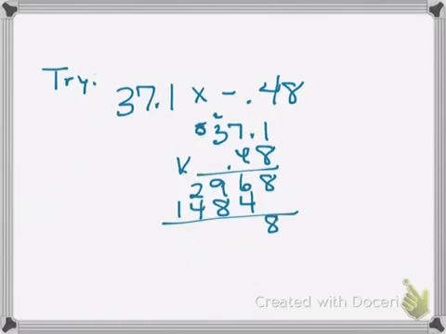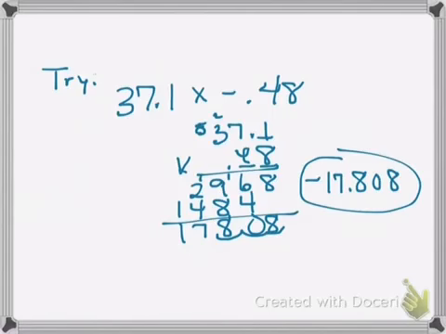And then we add 10, carry the 1, 17, plus 1 is 18, carry the 1, 2 plus 4 is 6, plus 1 is 7, and bring down the 1. And I'll have 3 digits to move the decimal past. My answer is 17 and 808 thousandths, and it's negative because my signs are different.